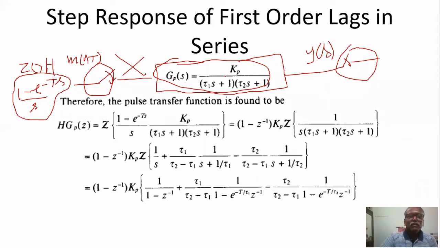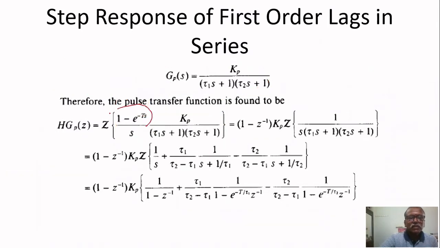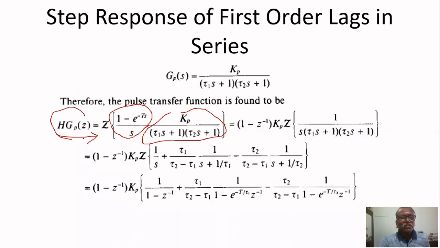So if you want to find the pulse transfer function, means for discrete input, what is the transfer function? If you want to take the pulse transfer function, already we mentioned that this should precede. So this pulse transfer function is cascaded with the given transfer function. Now we can give pulse input. That's why it is called HGp(z), not Gp(z).